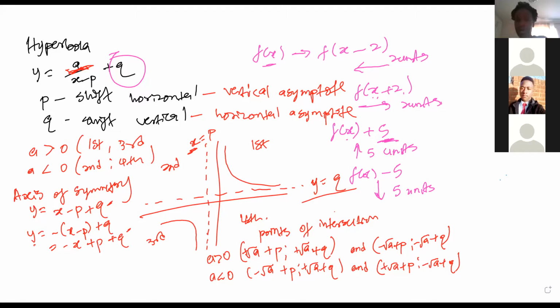Okay, so that is the hyperbola. If you guys have questions, you are welcome to ask. Don't send a message on the inbox because I won't be able to go there. So if you have a question, you can just ask me here.